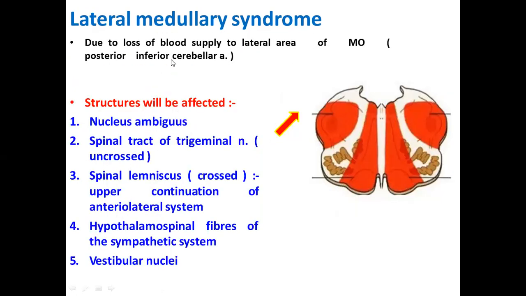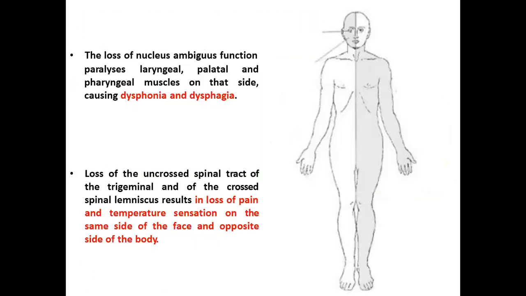Then we have lateral medullary syndrome. Due to loss of blood supply to the lateral area of the medulla oblongata, the artery involved is the posterior inferior cerebellar artery. Structures that are affected: nucleus ambiguus, spinal tract of the trigeminal nerve, spinal lemniscus, hypothalamo-spinal fibers of the sympathetic system, and vestibular nucleus.